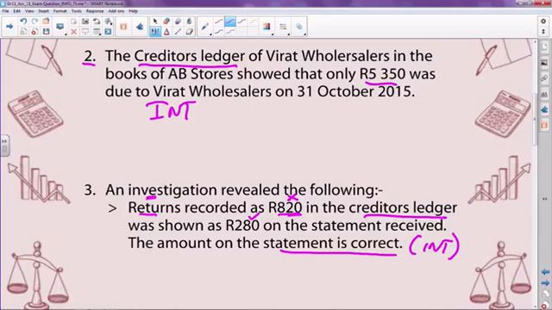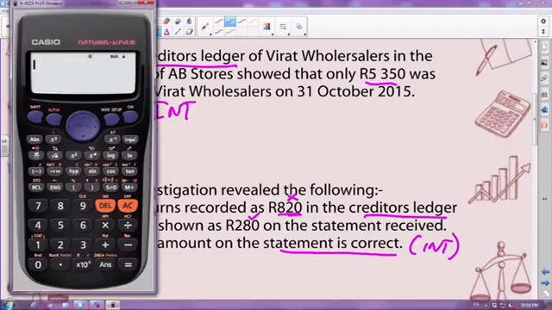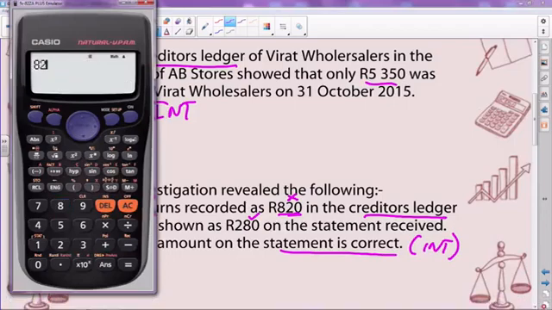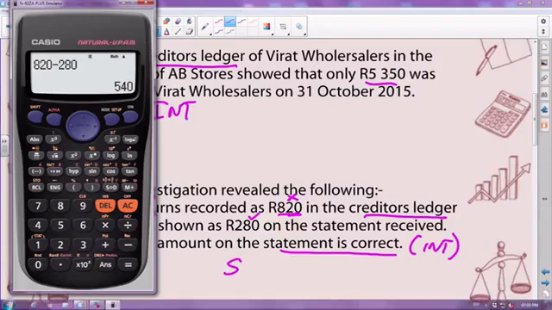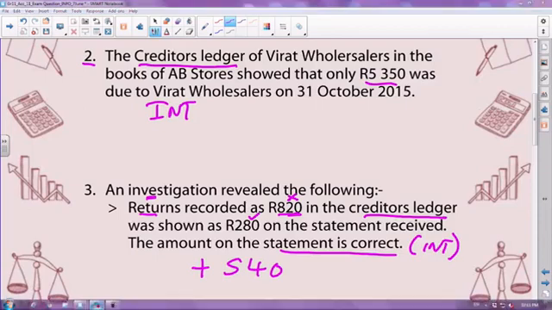Right, so let's look at the difference. Okay, let's get the calculator out. So we've got 820 minus the correct amount, 280. So in error, we subtracted 540 too much. Right, so how are we going to fix this? If you subtracted too much, you now need to add back the difference of 540. You guys got that? Right, so let's do that. Let's go to the answer sheet.